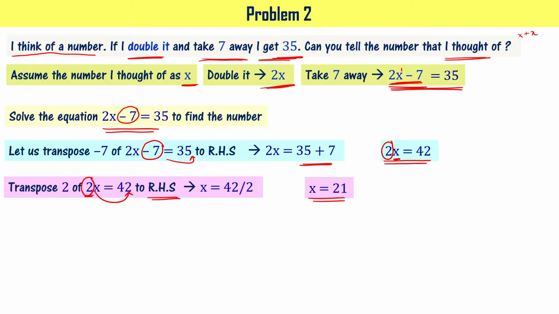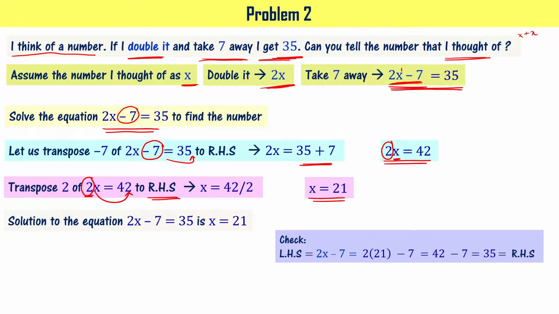Now you obtained the answer. The number I thought of is 21. How do I verify it? To verify that, I'm going to substitute the number 21 into the left hand side of the equation, 2x minus 7, right? When you substitute x equal to 21, it can be written as 2 times 21 minus 7, right?